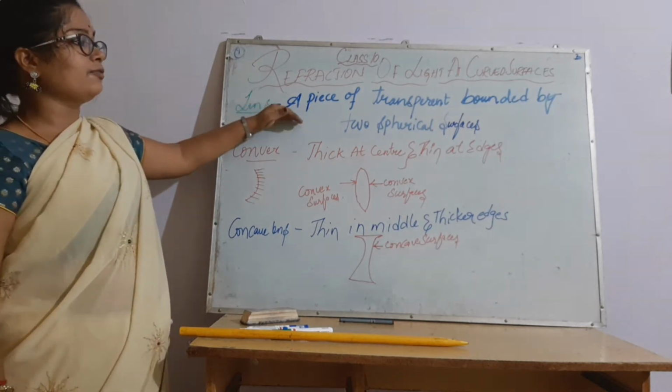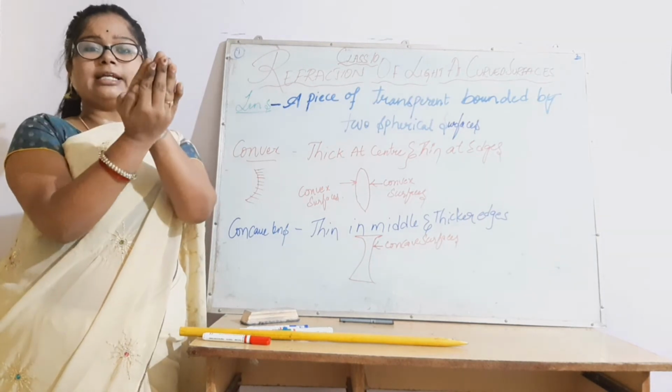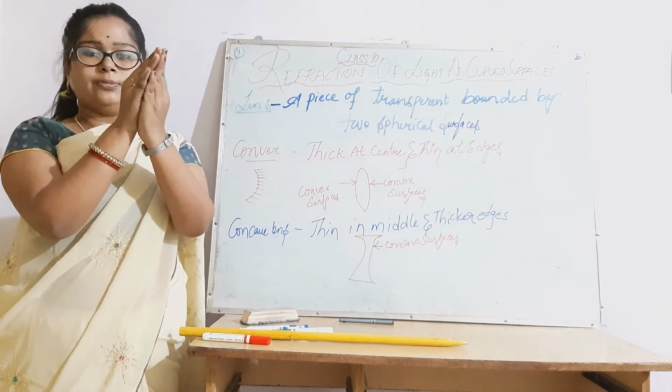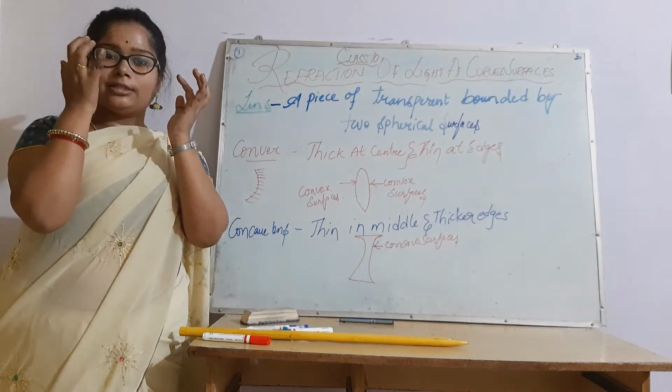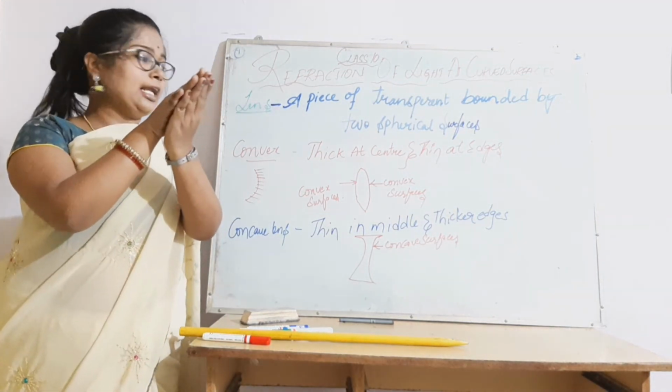A lens is a piece of transparent material bounded by 2 sides. 2 sides you can see, like glass will be there on 2 sides, like your spectacles.